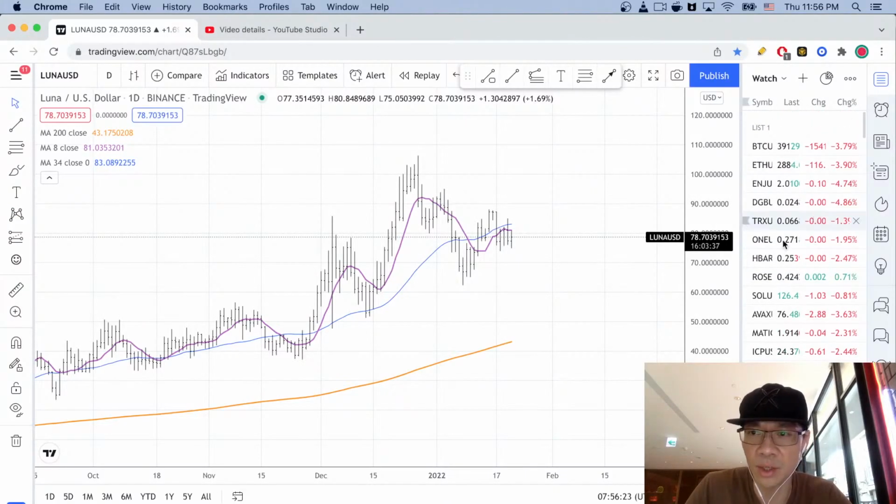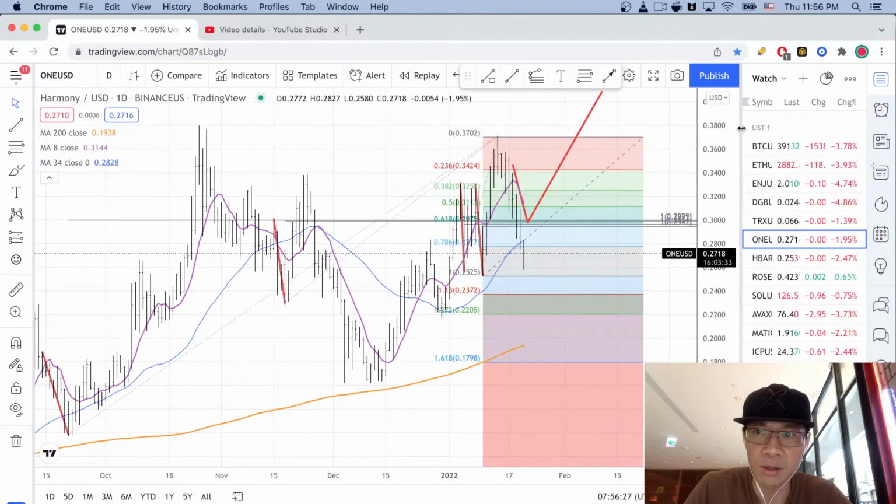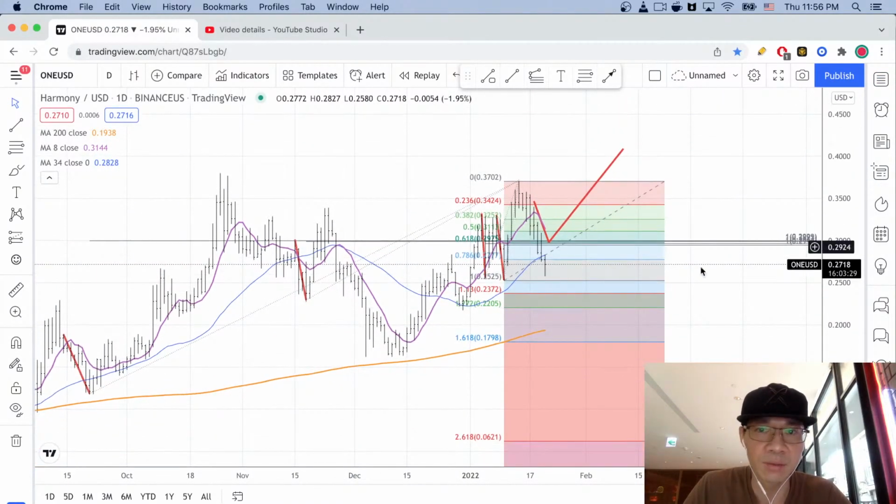Did I talk about Harmony? All right, so with Harmony, right here, right now I am not dealing with this chart simply because I had a plan, symmetry support, right around that 30-cent area. That 30-cent area did not hold. So now I got to look for a deeper pullback from the history of this chart.